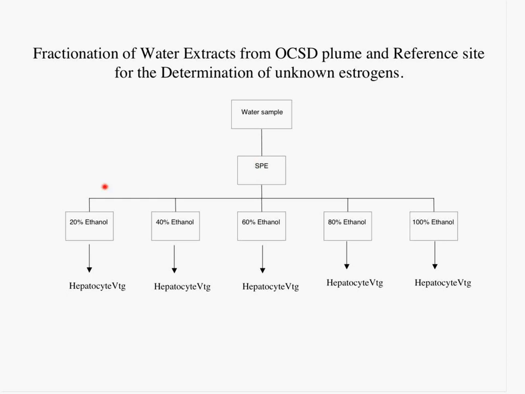You could basically fractionate that with different percentages of solvents, which would give you a different biological response. So using this sort of biological-based fractionation, you could then see which of these fractions gave you the highest activity, and then go after the chemistry.